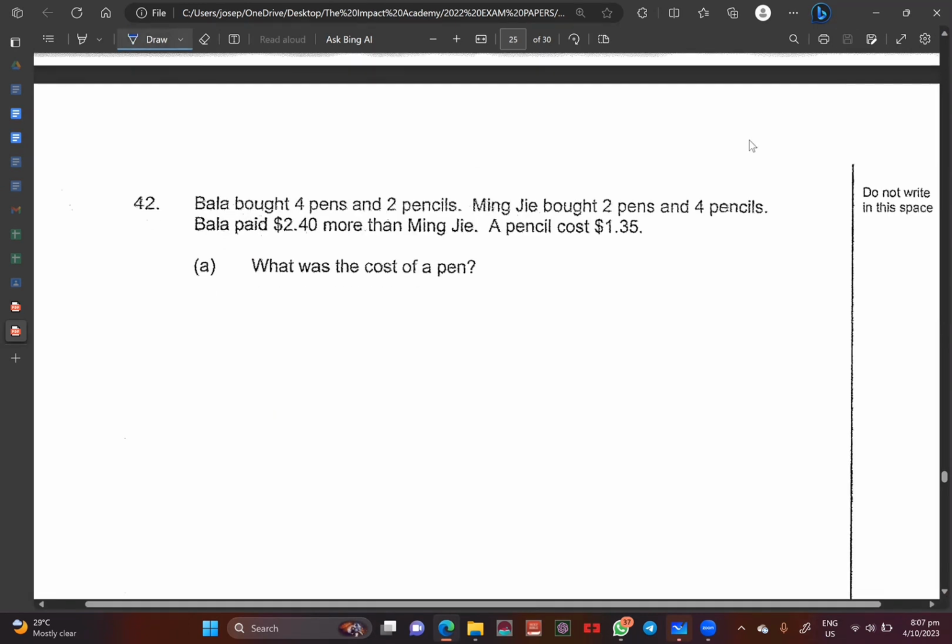Bala bought 4 pens and 2 pencils. Write down first. 4 pens plus 2 pencils. That is for Mr. Blur. Okay, so sentence number 1 done. Now, I want to move on to the next part of the sentence. I know that for Mingjie, ready? He bought 2 pens. So we write down 2 pens plus 4 pencils. Can you see that?